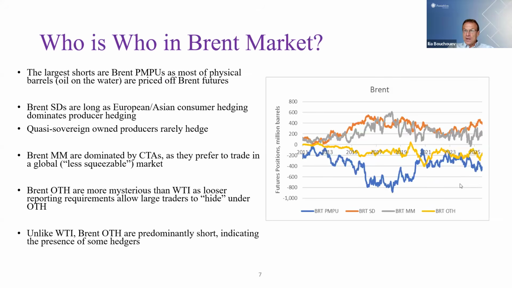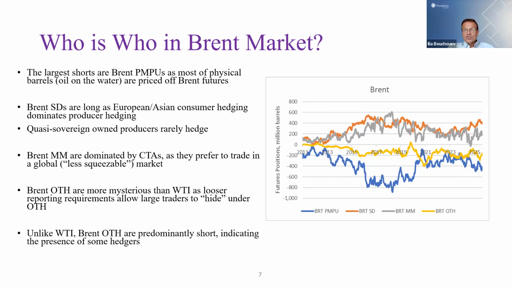Let's move on to Brent, which actually happens to be quite different, even though they're very similar markets in general, but the structure of participants is actually quite different. So let me again start with PMPUs. As I mentioned when I talked about the Keynesian hypothesis, the largest shorts in today's oil market are not even producers. They are inventory hedgers. And the inventory hedgers are being reported in the blue line on the PMPU. And they're much bigger and much shorter than they are in the WTI market.